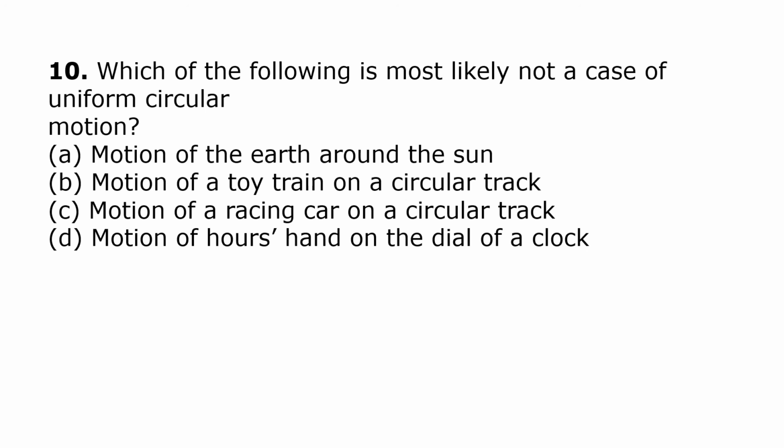Here they are saying uniform circular motion, so from start to end it should have the same speed. Which one can we select here? The racing car. A racing car may not have the same speed from start to end. The toy train will move with the same speed from start to end, it is not going to change. So we can select option C.